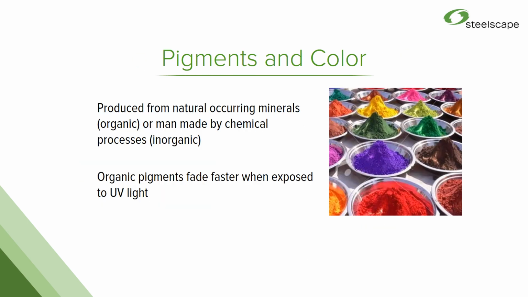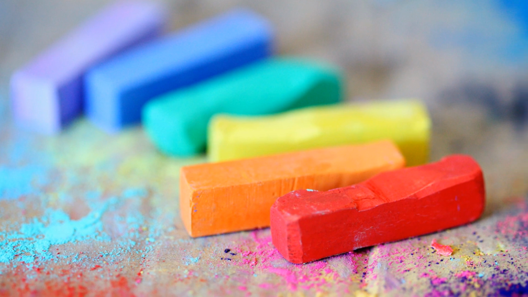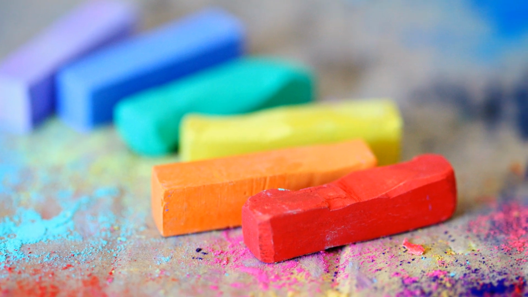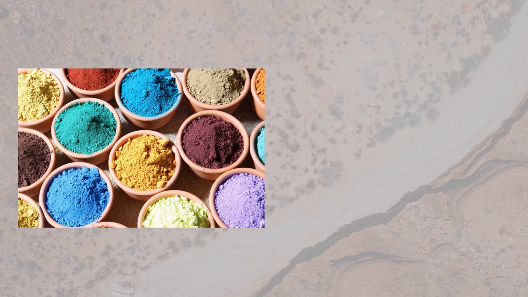So we know that pigments create colour, but how? Pigments are insoluble particles which are finely ground and dispersed with the resin to create colour. They can be produced from naturally occurring minerals called organic or man-made by chemical processes called inorganic.